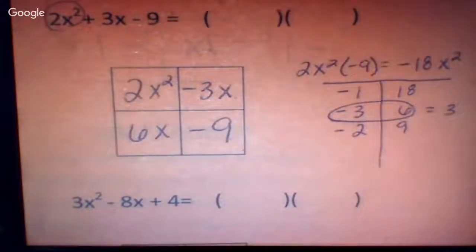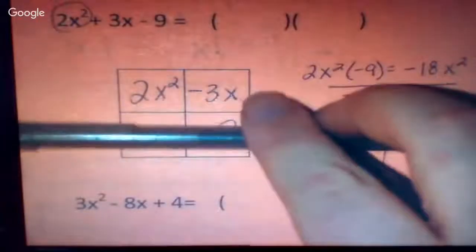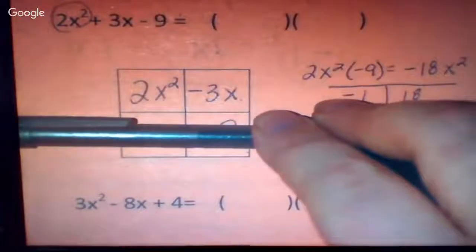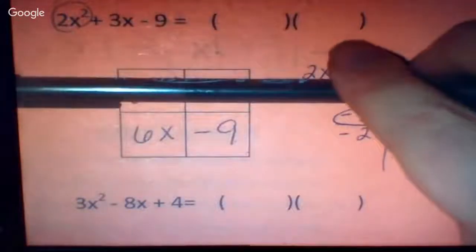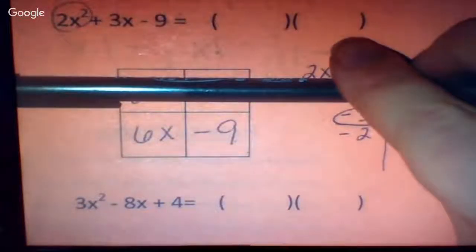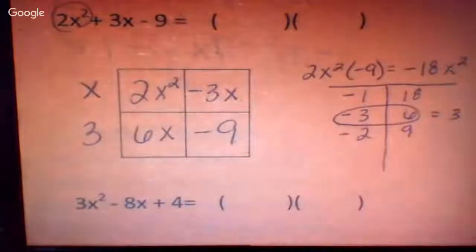Okay, so let's start. What do 2x squared and negative 3x share in common? X. What do 6x and negative 9 share in common? What goes into 6 and 9? 3. I can pull out a 3. 3 goes into 6 and 9.